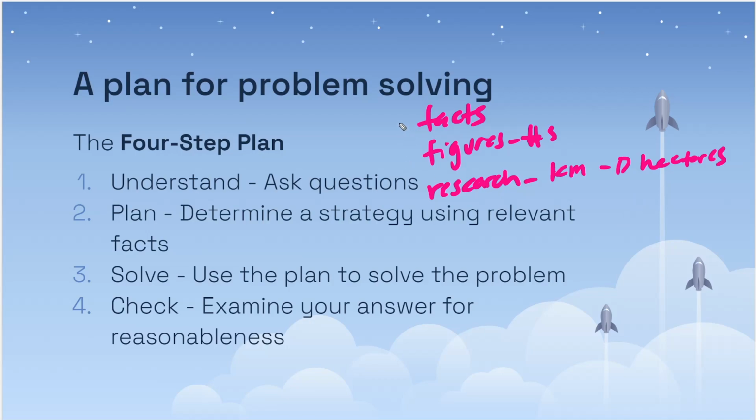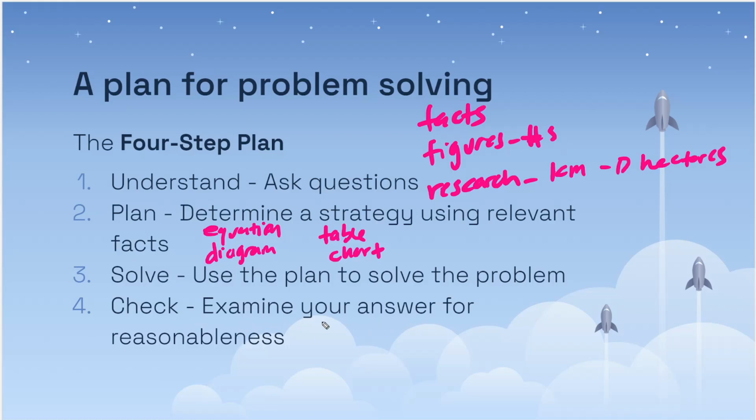Once you have all of your relevant information, you need to then formulate a plan, which means to determine a strategy using the relevant facts that you found in step 1. This might be something like writing an equation or an expression, or writing or drawing a diagram, or creating a table or a chart, or something along those lines. When you have your plan, you then execute the plan. You solve the problem, use the plan to solve the problem. Finally, you check your answer.